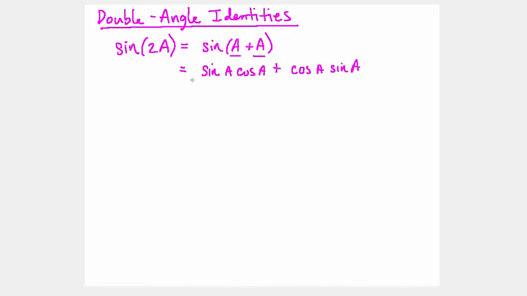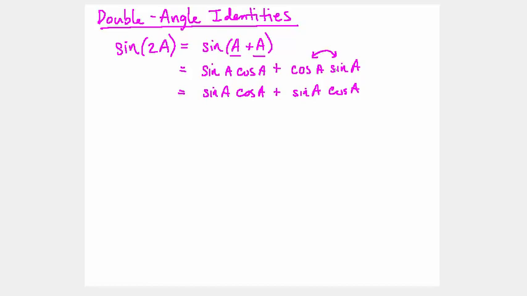Now, algebraically, if I look at these terms closely, notice this is sine of a times cosine of a plus cosine of a times sine of a. Well, given the commutative property of real numbers, cosine of a times sine of a would be the same thing as sine of a times cosine of a. So really, I could switch the order of these two factors in either term. I'll just pick the second one, and I could rewrite this as sine of a times cosine of a plus sine of a times cosine of a again, just switching those two factors in that second term.